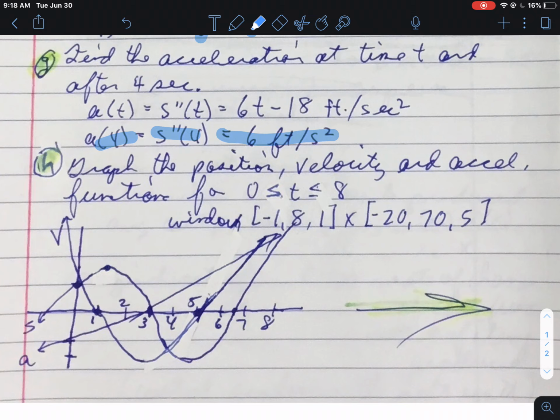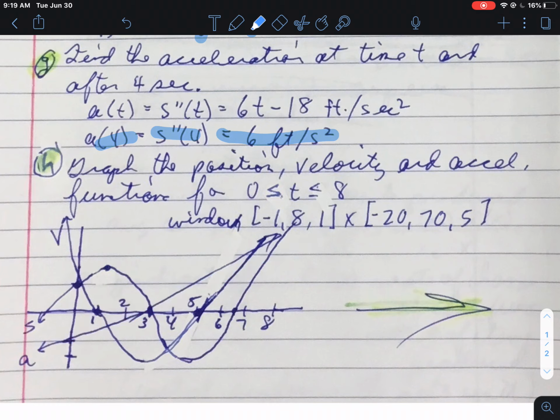Now, if you remember what we know about the basic shapes of the graphs, a that we just found, acceleration, that's a linear function, right? A of t was 6t minus 18. So there's a of t. It's the linear function. It's this guy.